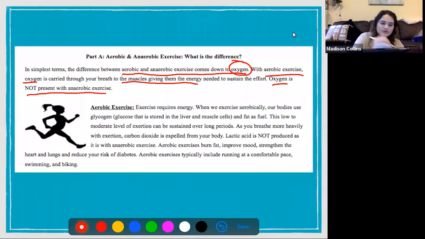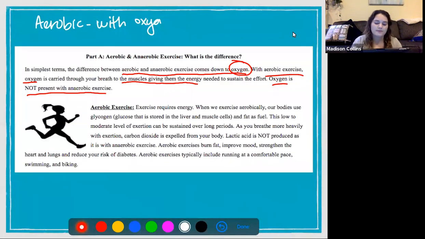So now let's revisit those 2 words we saw at the beginning. When we're talking about aerobic respiration or aerobic exercise, we're talking about the process that occurs with oxygen. It occurs in the presence of oxygen. But when we see this word anaerobic, we're talking about the opposite. It's a process that occurs without oxygen.